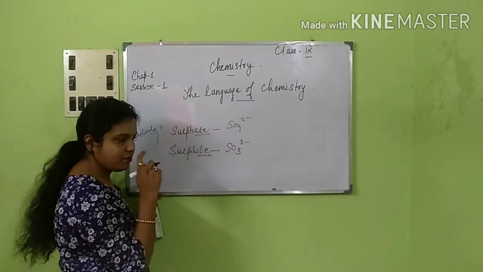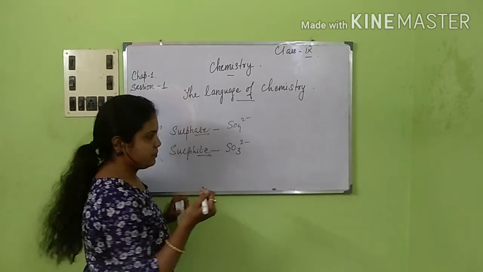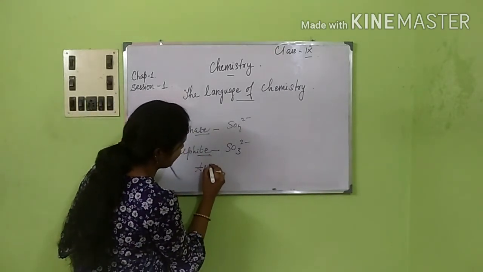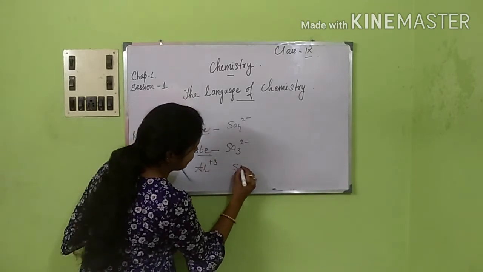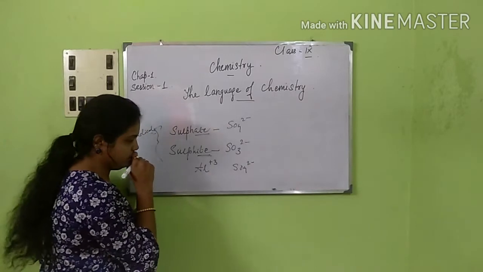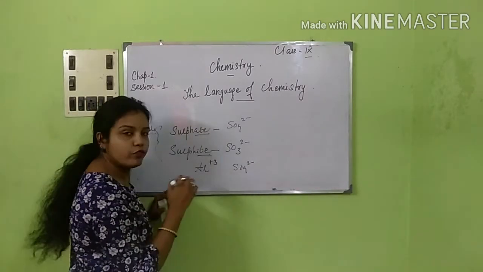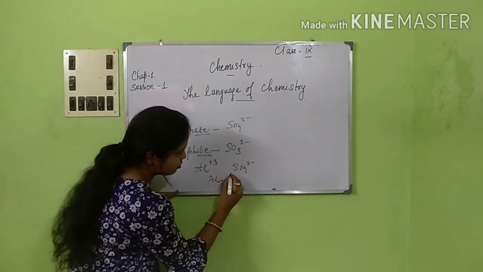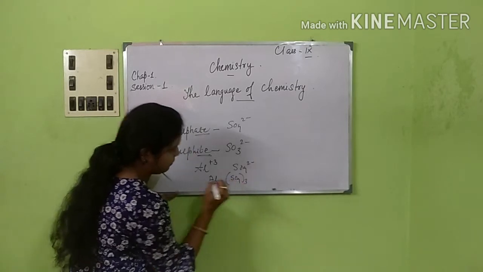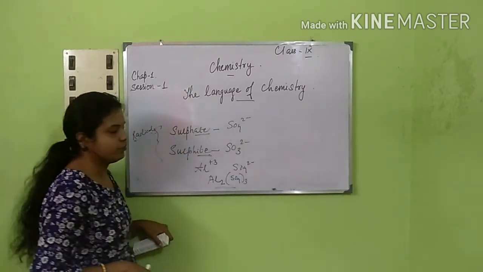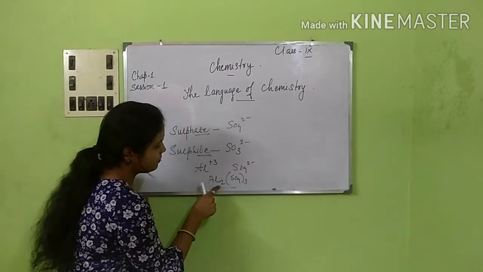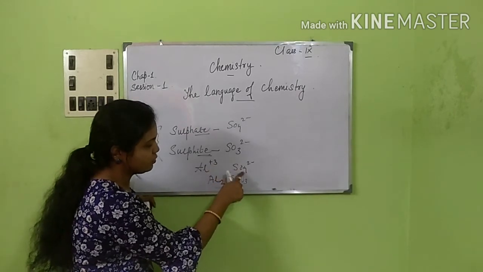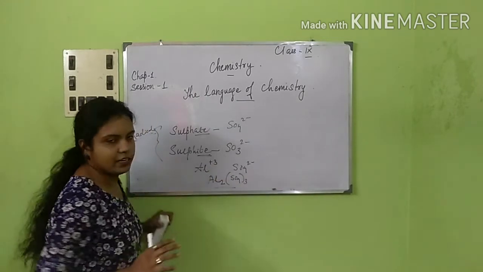Now suppose I am taking aluminium sulfate. Aluminium is Al plus 3 and sulfate is SO4 2 minus, right? Whenever we take this, you know that the 2 valencies will get interchanged. So it will come Al2(SO4)3. This 2 will come down with aluminium and the 3 of aluminium will come with the radical SO4. That is why we put it within the bracket and then write the 3.